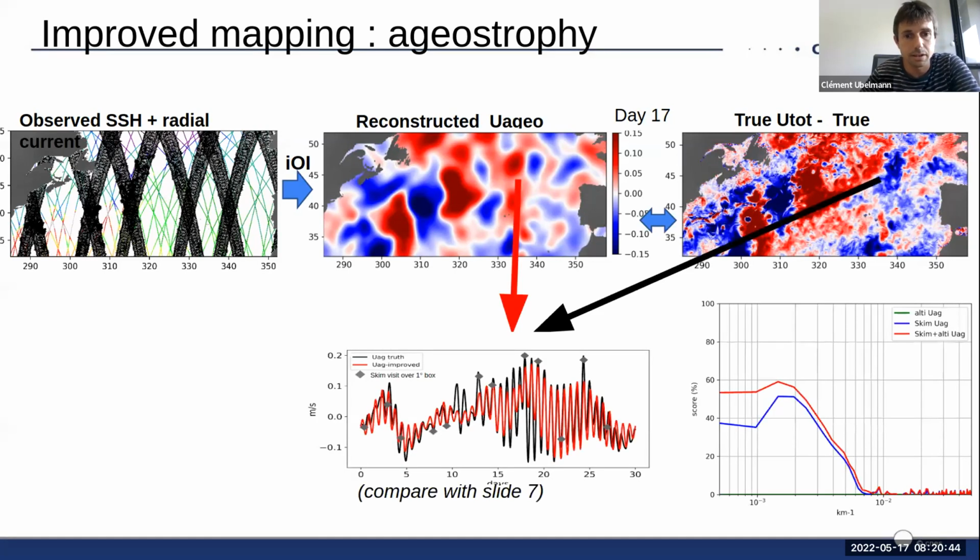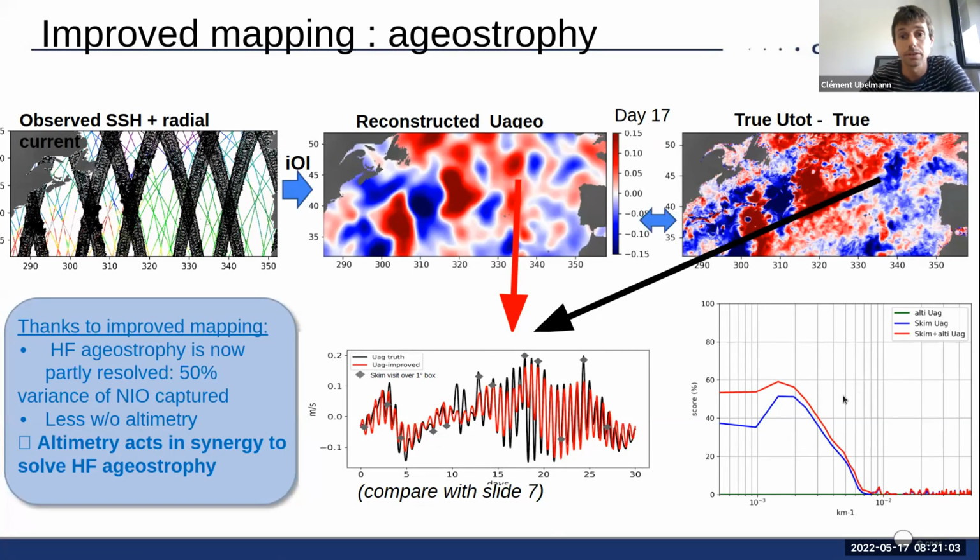This can be seen here as a function of time. Now, with only this handful of observations, and sometimes even 3-4 days gap, we can still reconstruct a part of the NIO. So that's one interesting thing. The other is that the altimetry also helps, because it's part of the system and acts in synergy to better separate all the components.